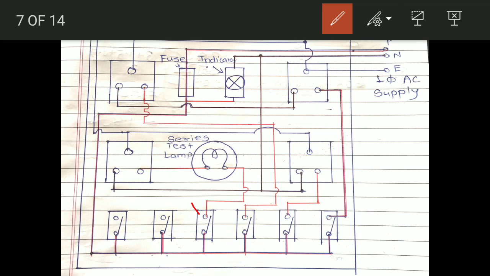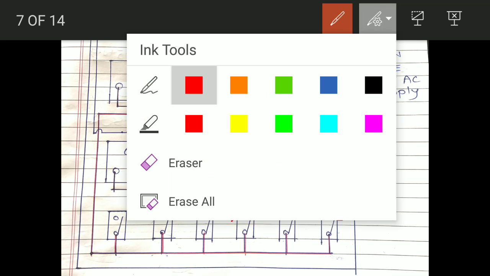Then the second terminal of this switch goes directly to the first terminal of this lamp. The second terminal of this lamp goes directly to the right hand side of the 3-pin socket. Okay, we can clearly see it. Then the second terminal of the next switch goes to the upside 3-pin right hand side. Then the third switch goes to the third 3-pin right hand side, and the fourth switch goes to the top 3-pin socket right hand side. Okay, the right hand hole is directly connected there.